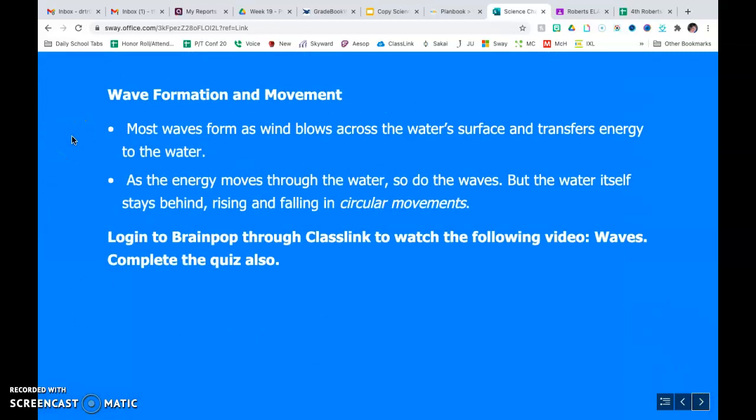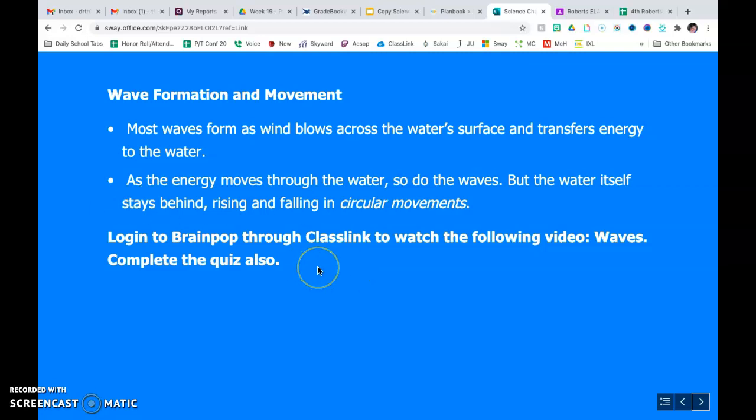Most waves form as wind blows across the water's surface and transfers energy to the water. Remember, energy cannot be created or destroyed. It simply changes forms. So that is what is happening here. You're going from the energy in the wind blowing across the water surface, transferring it to the water, creating the wave. So as the energy moves through the water, so do the waves. But the water itself stays behind, rising and falling in circular movements.